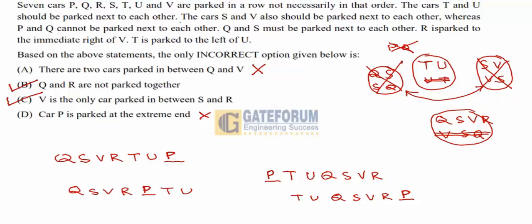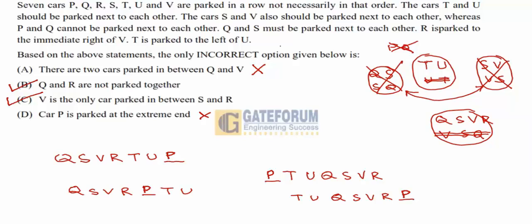The cars T and U should be parked, cars S and V should be parked, whereas P and P don't, but Q and S must be parked next to each other. R is parked to the immediate right of V. T is parked to the left of U. Well, this is also a correct one. So this is incorrect. So the only incorrect option given below, there is nothing of that sort.